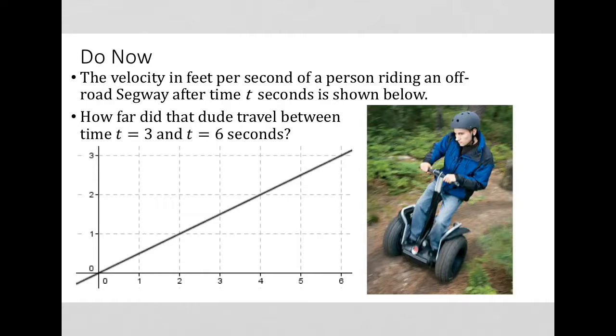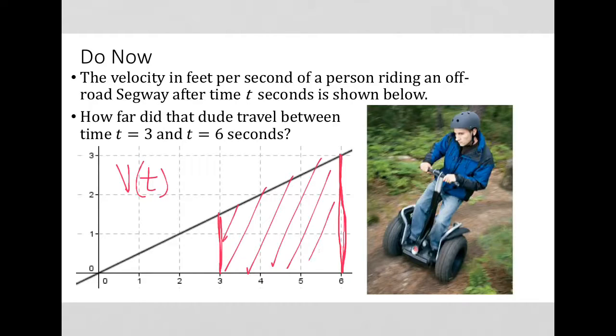We have the graph of it shown right there, and we want to know how far did that dude travel between time t equals 3 and time t equals 6. Well, think about what we're doing. We're taking a velocity function here, v of t. If we integrate the velocity function, we end up with position. Specifically, to find the distance traveled between time t equals 3 and time t equals 6, we're looking at the area between those two x values. So we're looking for that area right there.